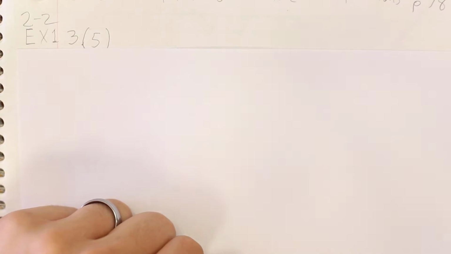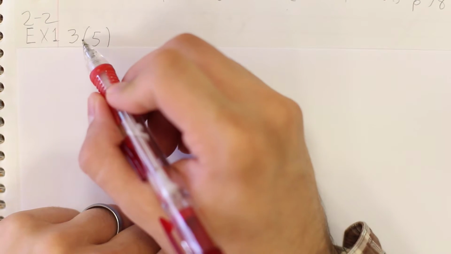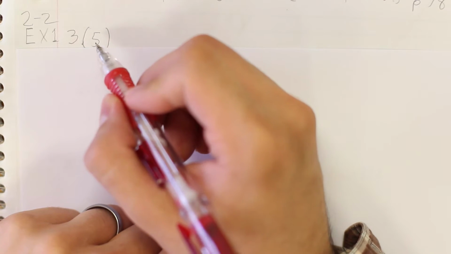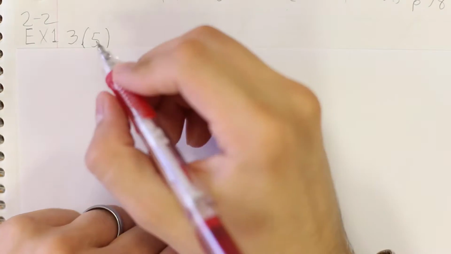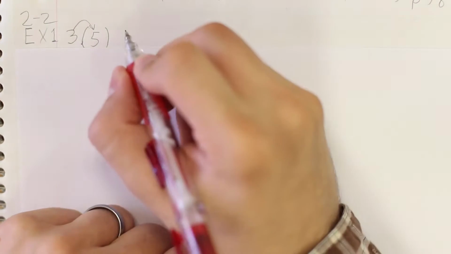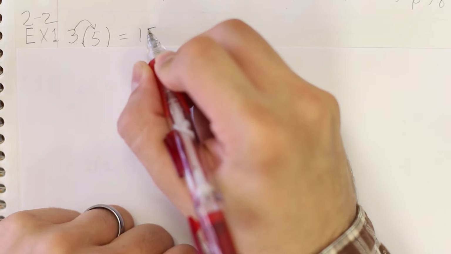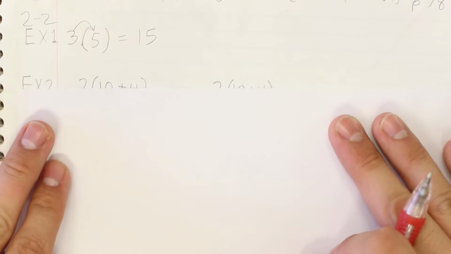All right, so looking at section 2.2, example 1, this is kind of a no duh, but we just need to make this statement with the distributive property because this is a very important part. When you have a number touching a parenthesis, you're supposed to multiply. So 3 times 5 is how we read this, okay? So we'd say 3 times that 5 right there, and we would end up with 15. Simple enough.